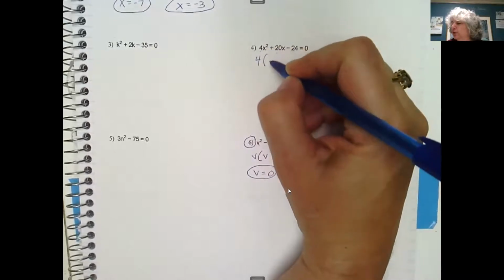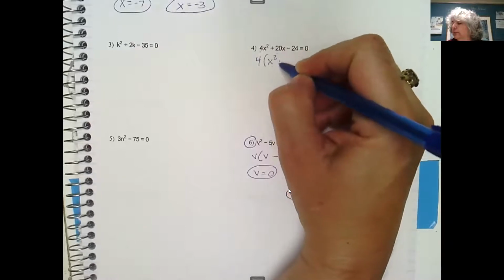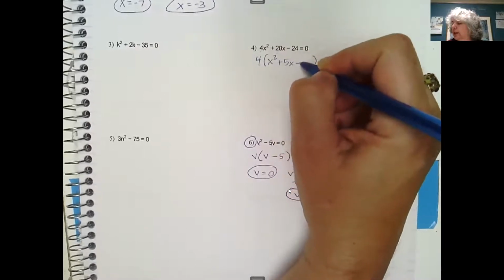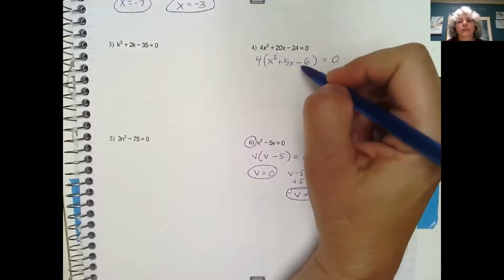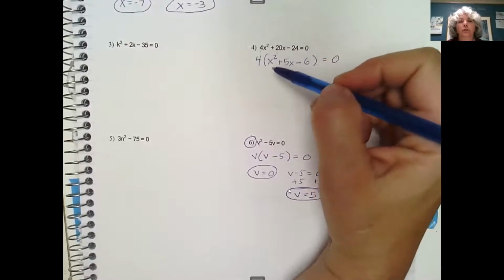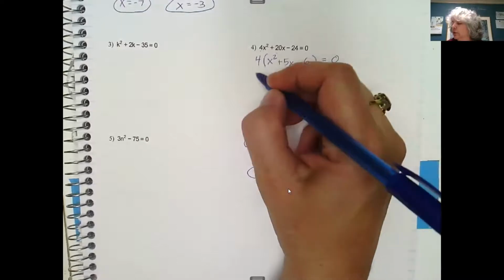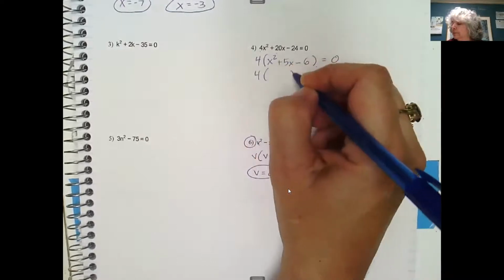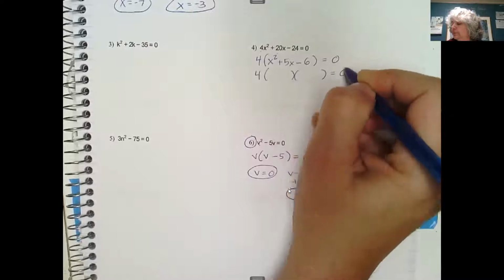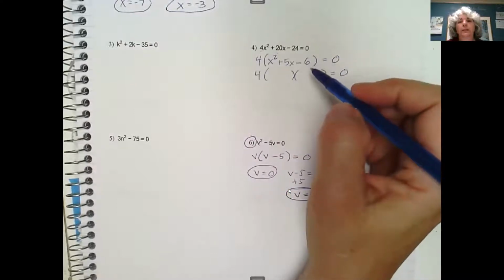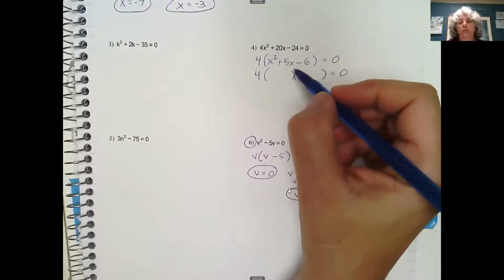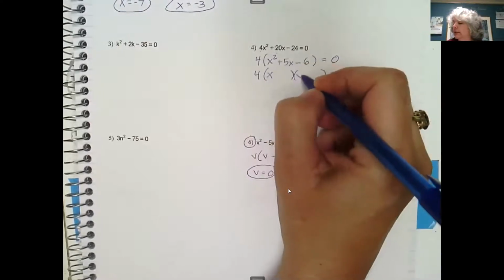If I factor out a 4, I have x squared plus 5x minus 6 left. Then what's inside here is just a trinomial that can also be factored. So I'm going to bring this down, and I'm going to figure out what two numbers multiply to give me a -6, but add to give me a +5. So I'm going to put the x and x here.